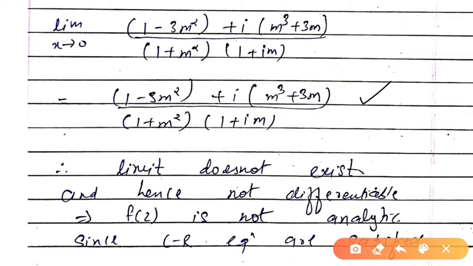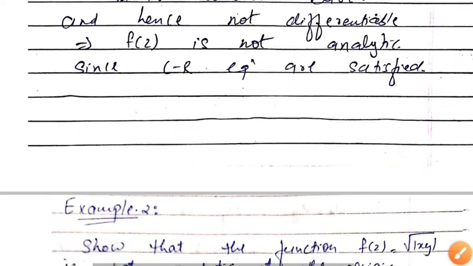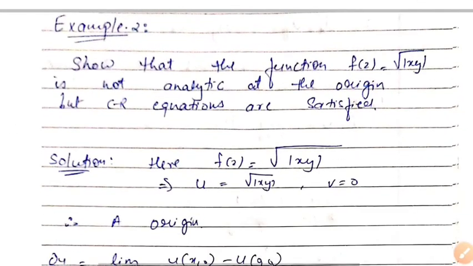Now m is a variable, it can be any number. Okay, so here it does not state that its value is 1. So in step 1 our value was 1, and in step 2 our value was 1, but in step 3 our value is not 1. So we can say that limit does not exist, and if limit does not exist, the function is not differentiable. Therefore, according to our question, we can say that f of z is not analytic, even though CR equations are satisfied. Okay, so this type of example can be solved by these formulas.